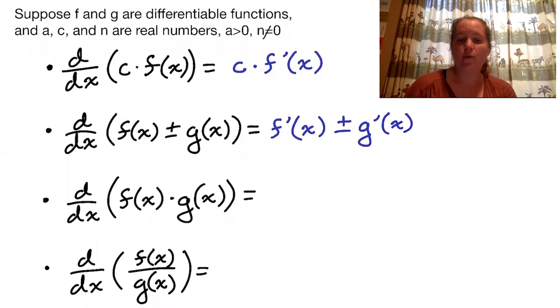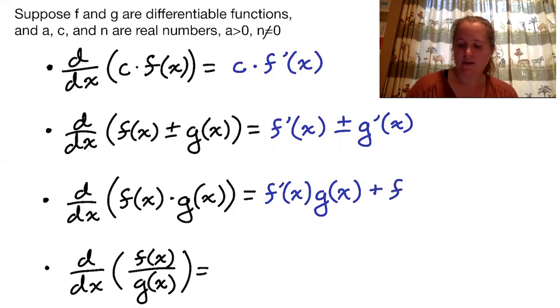Next up, we have our product rule. So if we wish to take the derivative of f of x times g of x, we do the derivative of the first, f prime of x, times g of x. And then we add the first, f of x, times the derivative of the second, times g prime of x.